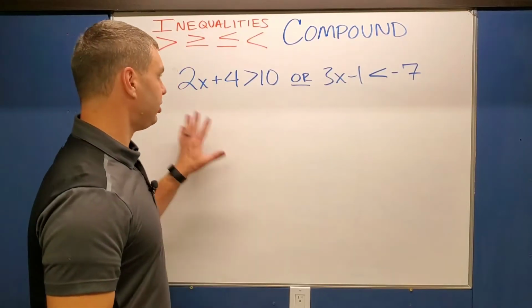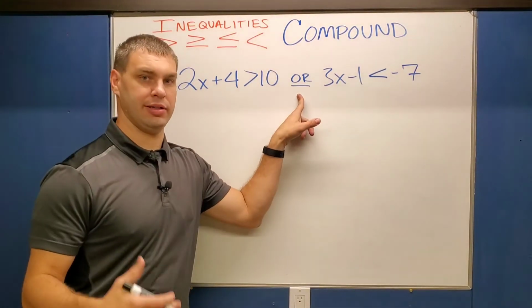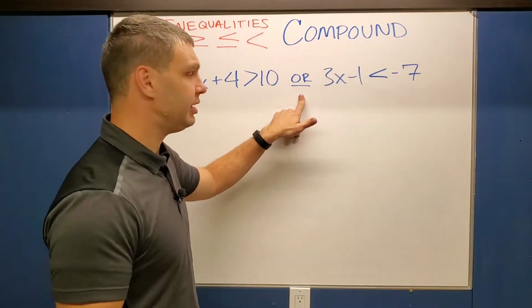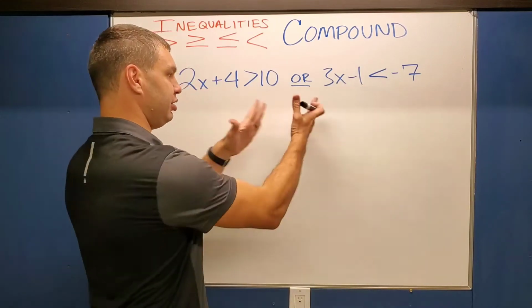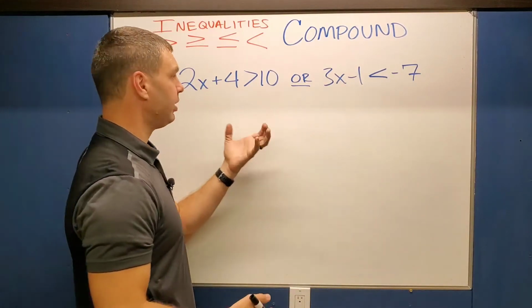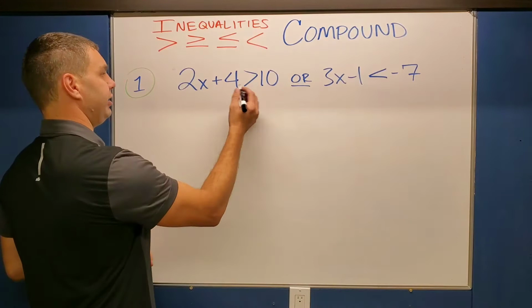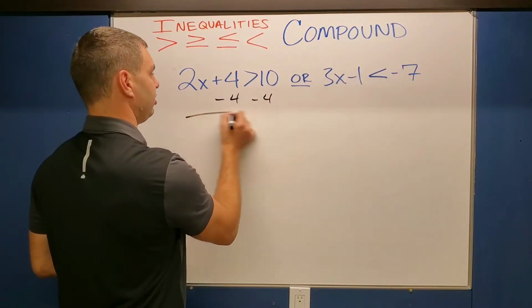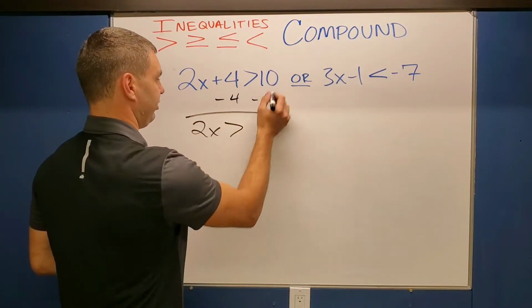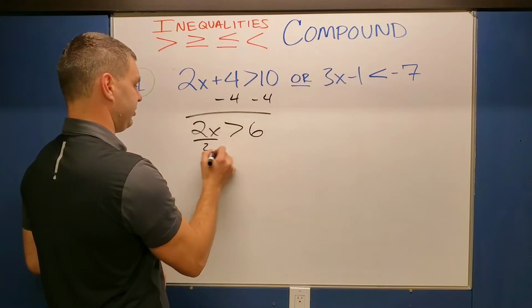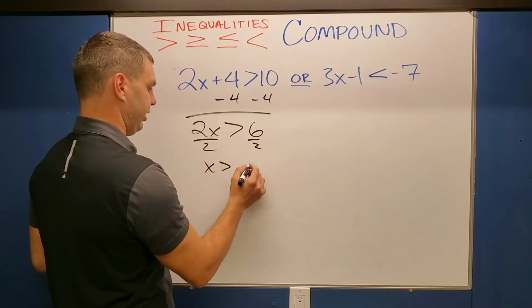All right, our first example is an "or" compound inequality. The way you solve "or" compound inequalities is you solve these 2 parts on either side of the word "or" separately. This first one, let's solve it really quick here. I need to subtract 4 on both sides. This gives me 2x is greater than 6. Divide both sides by 2, and of course, x is greater than 3.